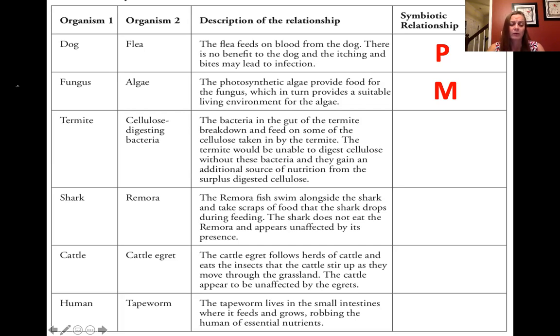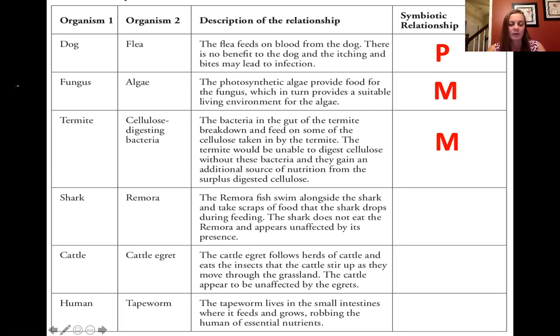So in order for a termite to be able to digest the wood that it eats, it has to have bacteria in its gut. And the termite wouldn't be able to digest the cellulose without that bacteria, kind of like we wouldn't be able to digest our food without our intestinal flora and fauna. And so the termite benefits, so does the cellulose digesting bacteria. So once again, we have an example of mutualism.